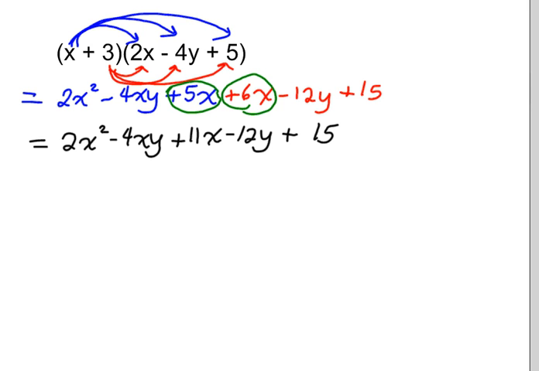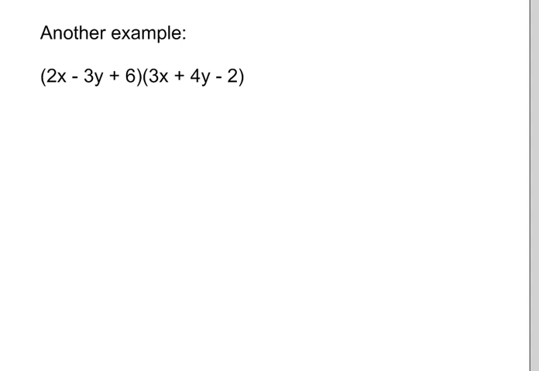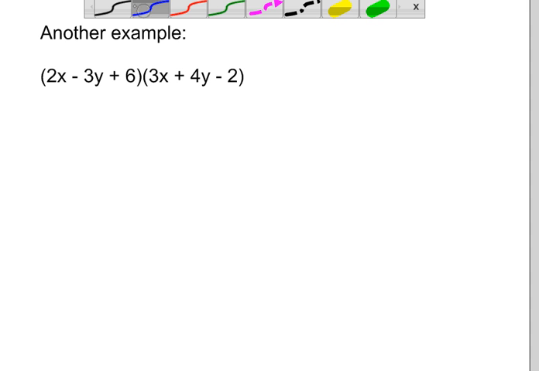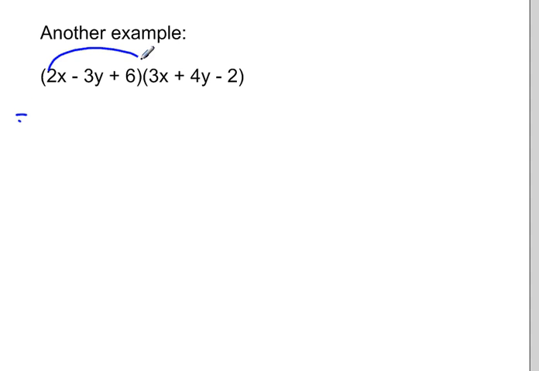So let's look at one that's slightly harder. This particular example is a trinomial times a trinomial. We're going to do that exact same process: the first times everything, the second times everything, and then the third times everything. In this case, we're going to end up with 9 things that we multiply, and then we'll end up collecting like terms. So let's start with 2x times 3x. 2x times 4y. 2x times negative 2.